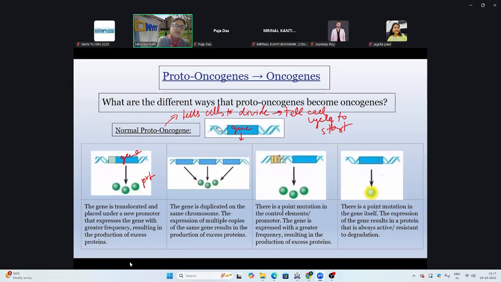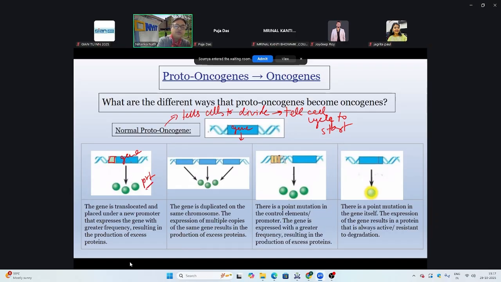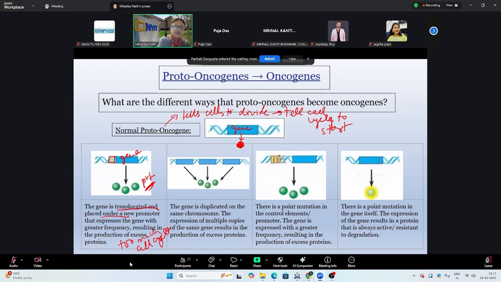But in this example, there is an addition called the promoter, and the promoter just tells the gene to keep on making protein, and then you have too much of proto-oncogene, and then you have too much cell cycle. Cell cycle is just what I showed you before. It's like a clock for the cell. What you needed was just one protein. One gene, one protein, but you're making three here. Next situation, this is called the gene is translocated and placed under a promoter.